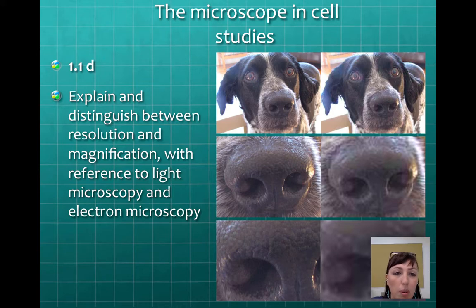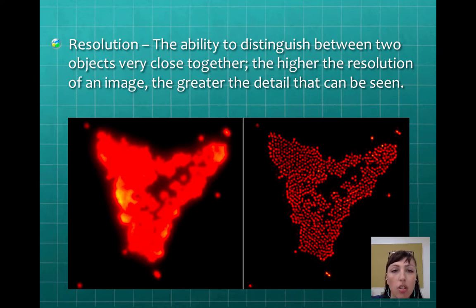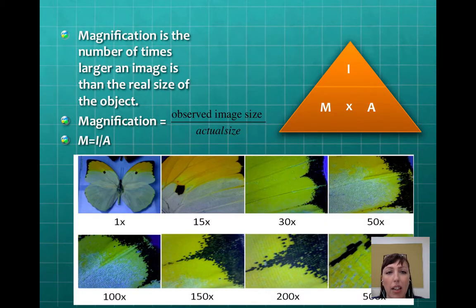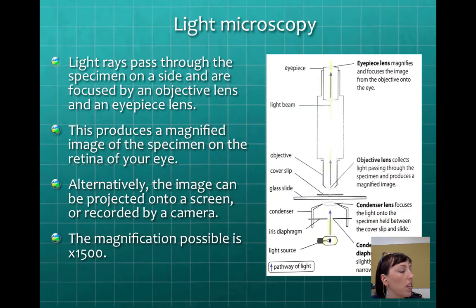So we're going to talk about the differences between resolution and magnification with reference to light microscopy and electron microscopy. So resolution is the ability to distinguish between two objects that are very close together. The higher the resolution of an image, the greater the detail that can be seen. Whereas magnification is the number of times larger an image is than the real size of the object. And the equation that you need to know for that is the observed image size over the actual size. So the best way to do that is to have a triangle with image over magnification times actual size.